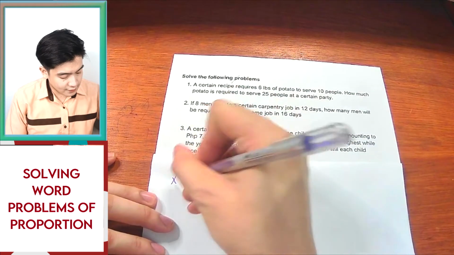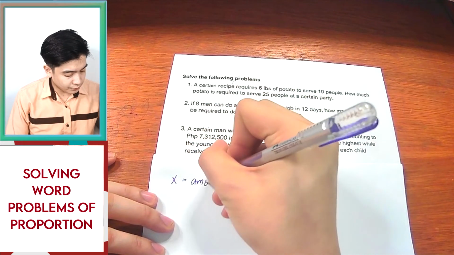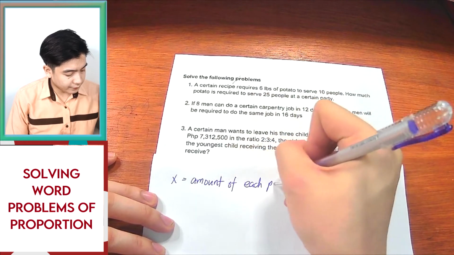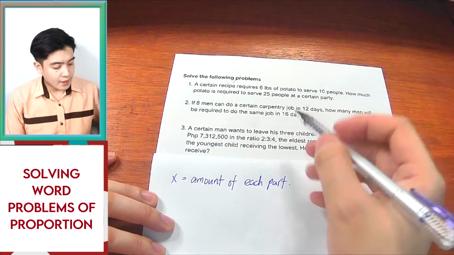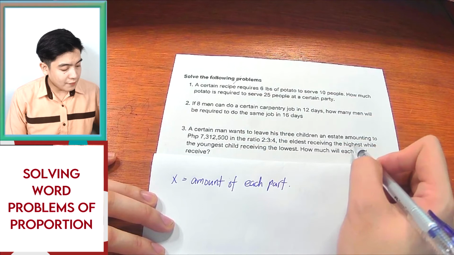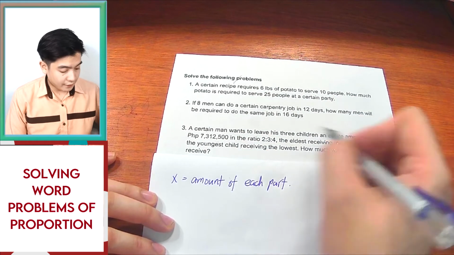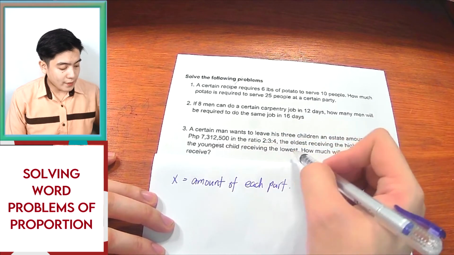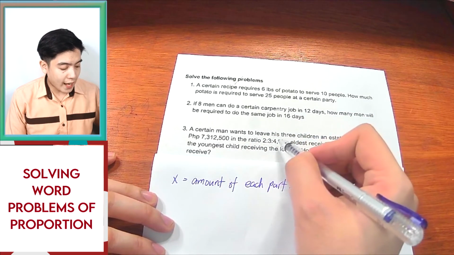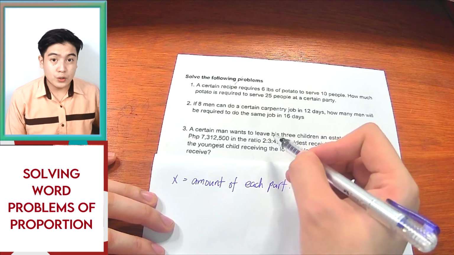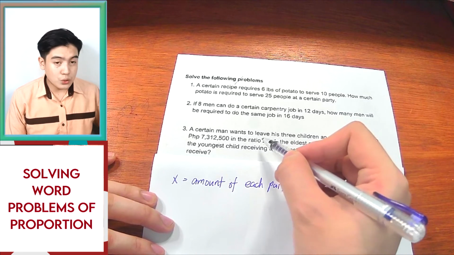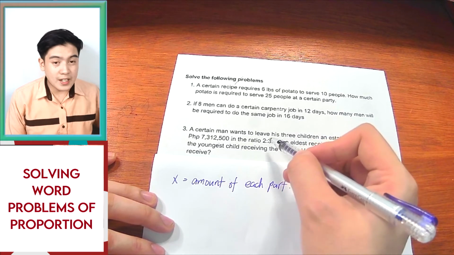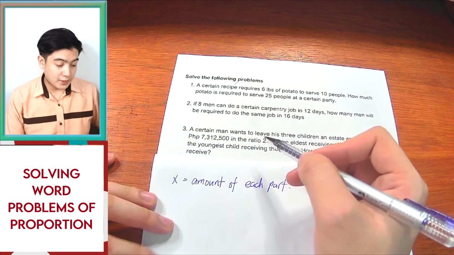So, let x be the amount of each part. And then, sabi dito, eldest will be receiving the highest amount. And then, the youngest will be receiving the lowest amount. In this ratio, the highest value is 4. So, yun yung sa eldest. And yung 2 yung sa lowest naman ay yung sa youngest. And yung 3 ay yun yung sa middle child.